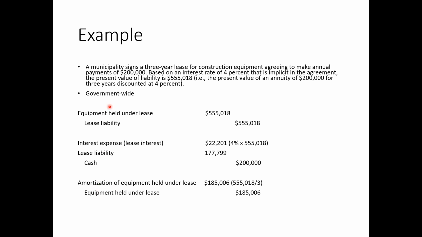Additionally, we need to amortize this equipment held under lease. We debit amortization of equipment held under lease. If we use the straight-line method to amortize, then we're going to credit equipment held under lease. So by the end of the 3rd year, this equipment will be fully amortized, totally gone, and the lease liability will also be paid off by the end of the 3rd year.